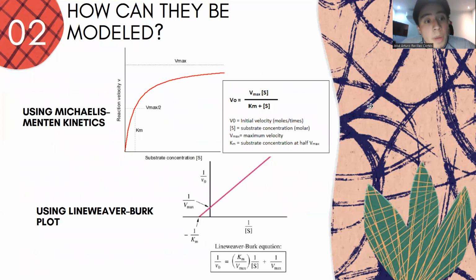How can they be modeled? Using Michaelis-Menten kinetics and using Lineweaver-Burk plots. V0 stands for the initial velocity, S for the substrate concentration, Vmax for the maximum velocity, Km for the substrate concentration at half Vmax.